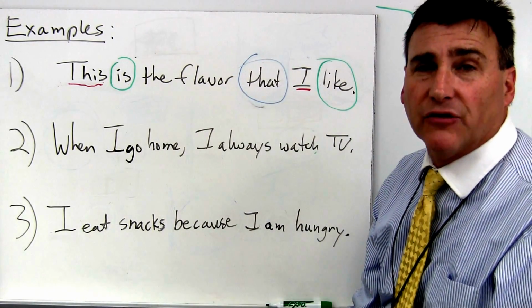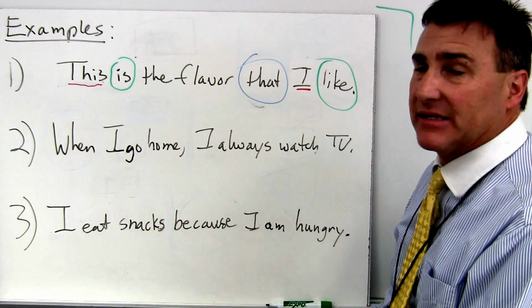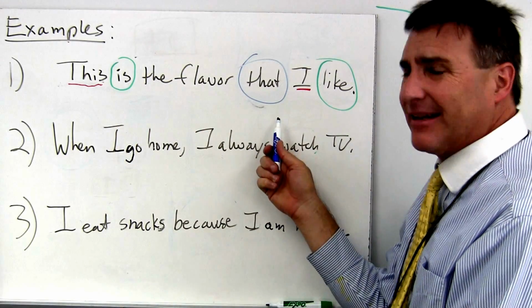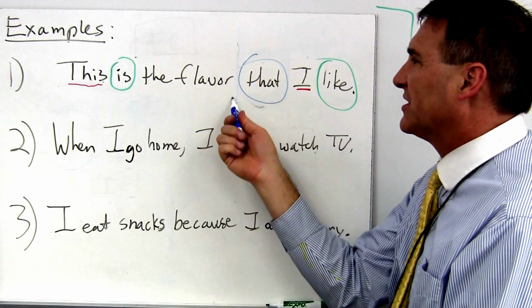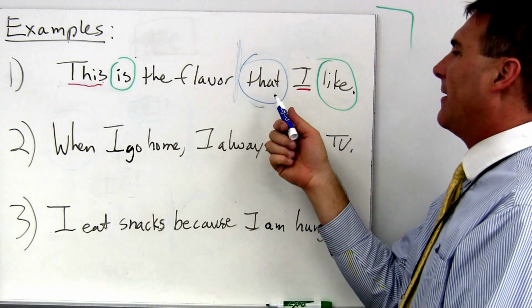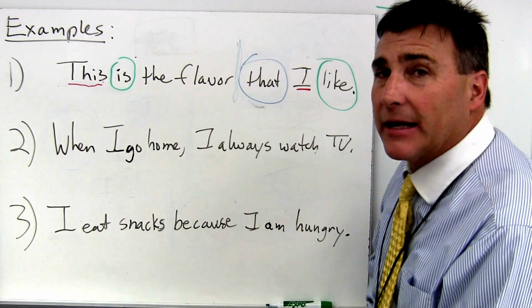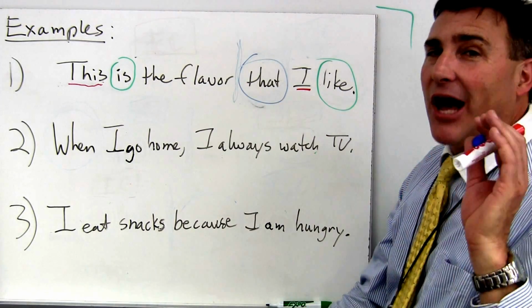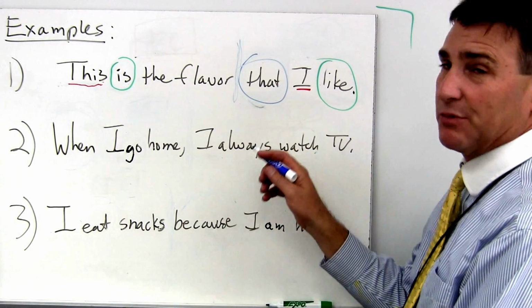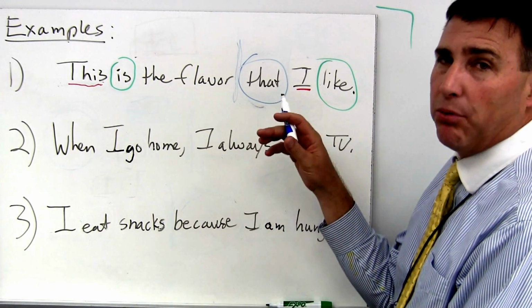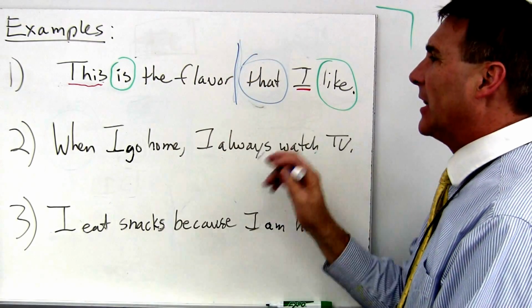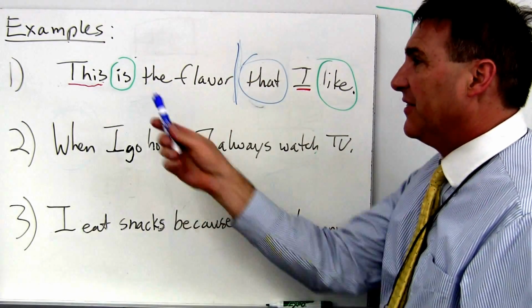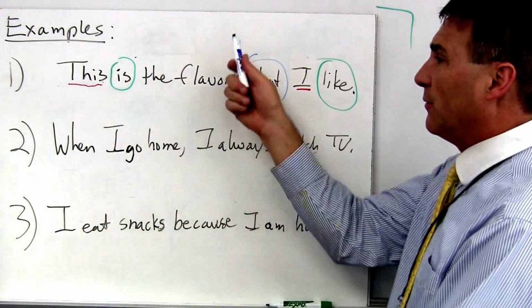Well, another way to check is where would we break these apart that makes sense? This is the flavor that? I don't think so. This is the flavor. That makes more sense as a group. And how about that I like? That I like makes sense. It's not a complete thought. As we'll see in a minute, it has to be a subordinate clause, but we can see that I like is a lot more sensible than this is the flavor that. So that's our break point.